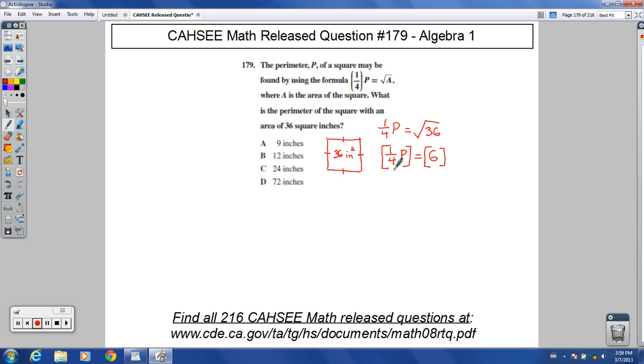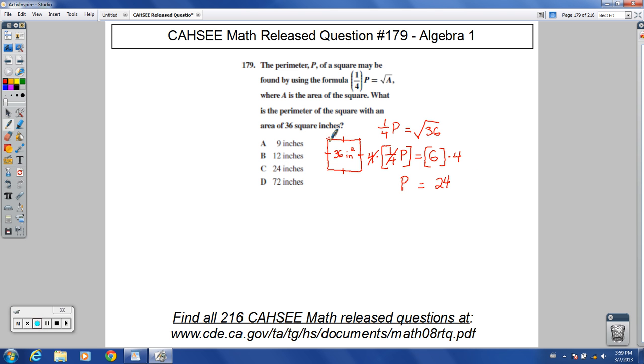But I can multiply by the reciprocal of this. Flip this over, that would be 4/1, which is the same thing as just 4. So if I multiply both sides by 4, I got to do that to both sides because I'm changing the equation. Here I got to change the equation in the same way over here. So 4 times 1/4, that cancels out there and there. I'm left with P equals 24. So that's saying the perimeter is 24 inches.